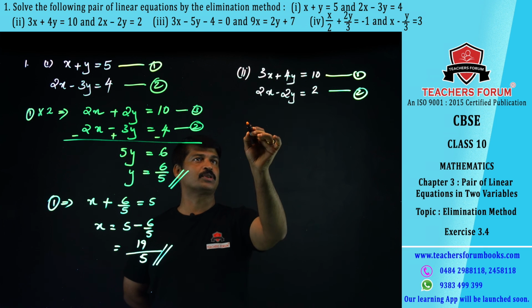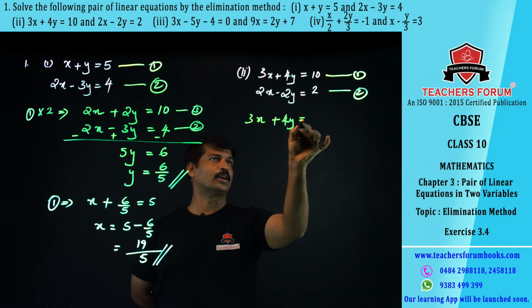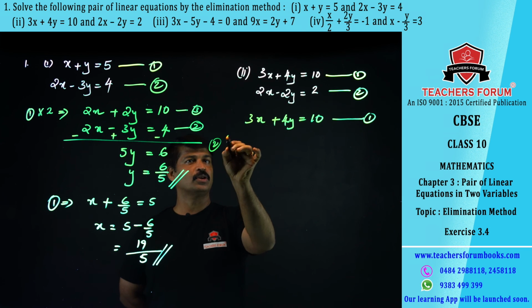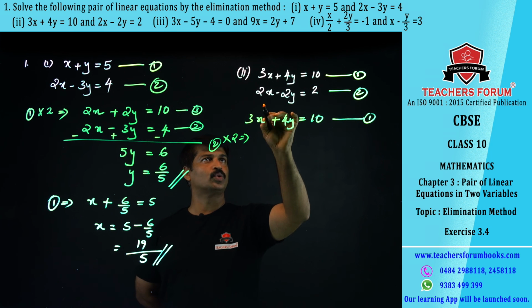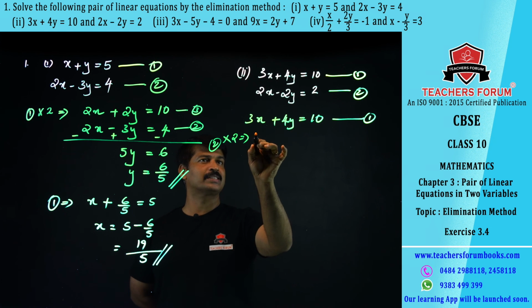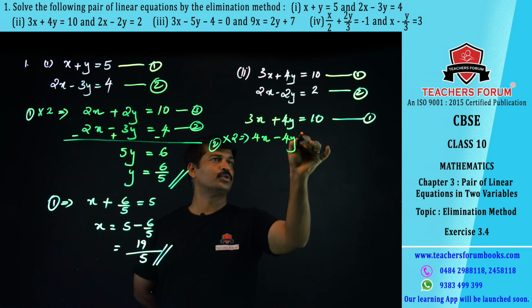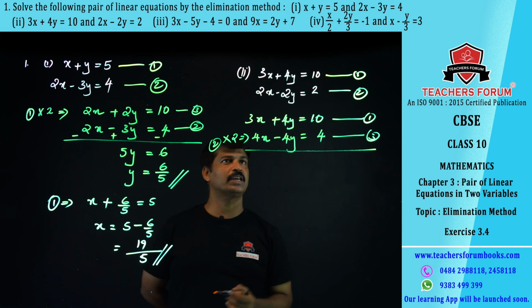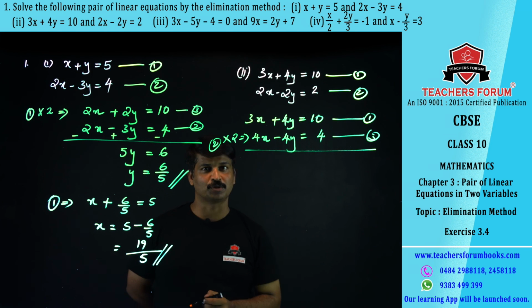Now let us write the first equation as it is. That is 3x plus 4y equals 10. That is equation number 1. Second equation you have to multiply by 2. When you multiply the second equation by 2, what it becomes? 2 into 2x, that is 4x. 2 into 2y, that is 4y. 2 into 2, that is 4. Let us name it as equation number 3. You see, the coefficient of y, they are equal. It is plus 4y, it is minus 4y.